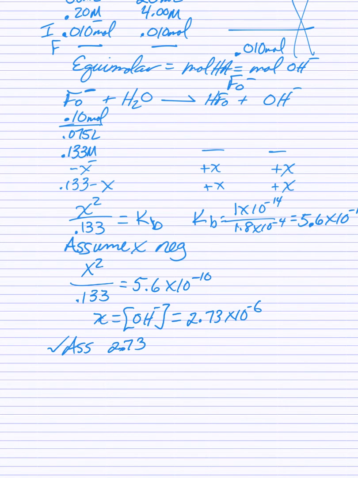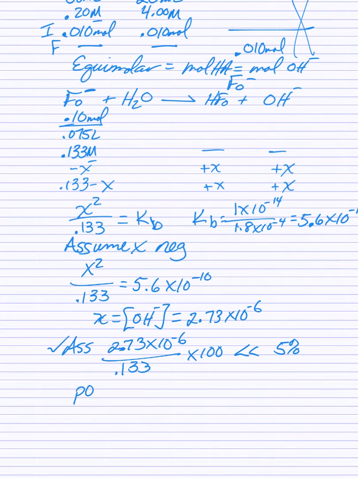2.73 times 10 to the negative 6th over the original, which was 0.133, of course, times 100. That's going to be way less than 5%. So we're okay. Our assumption's valid.